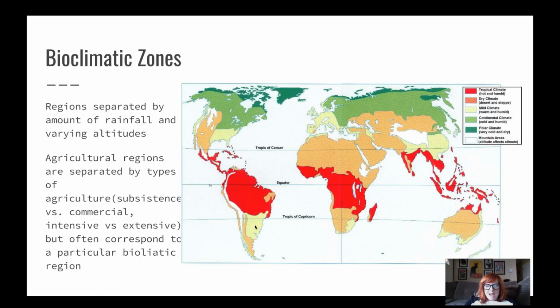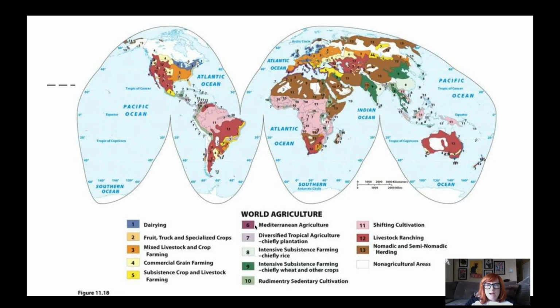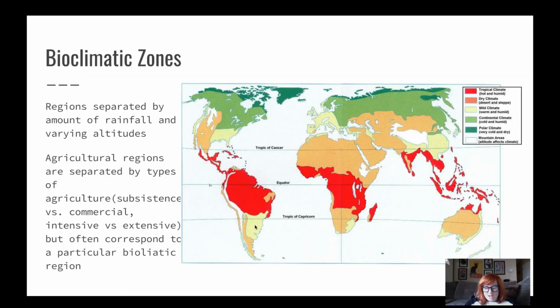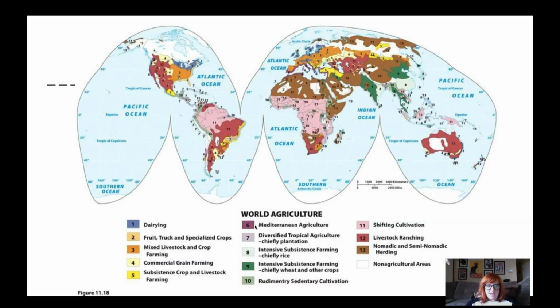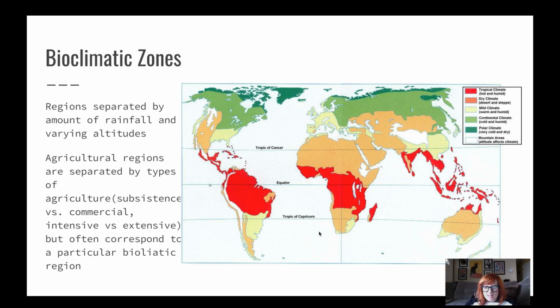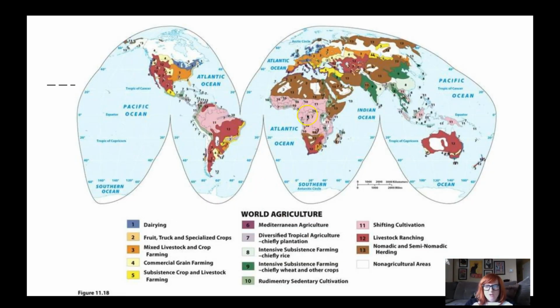So these maps should kind of be understood together, okay? And your map journals that we did do that same thing. There's a reason I wanted you to do it on the same map. So this just shows you the different types of farming. If we go back to that tropical climate, in those areas, you see a lot of shifting cultivation, a lot of some livestock ranching, lots of nomadic and semi-nomadic herding. So we're going to talk about those. Those are some ones that you are going to take notes on.